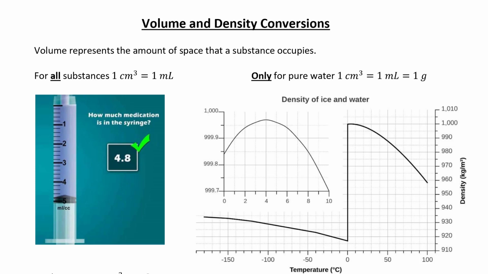Today's class will be a continuation of our conversion factor lectures. Previously, we talked about metric conversions, then we did rate and exponential conversions. Now we'll talk about volume and density conversions. Please note, volume represents the amount of three-dimensional space a substance takes up. For all substances, 1 centimeter cubed is 1 milliliter.